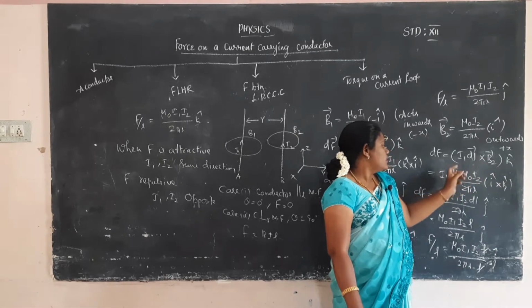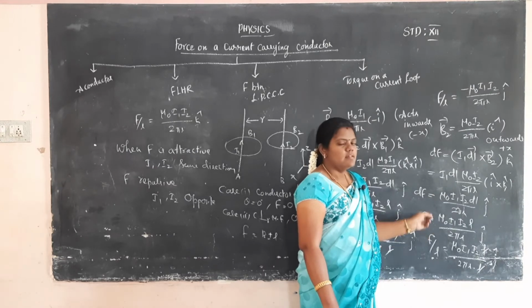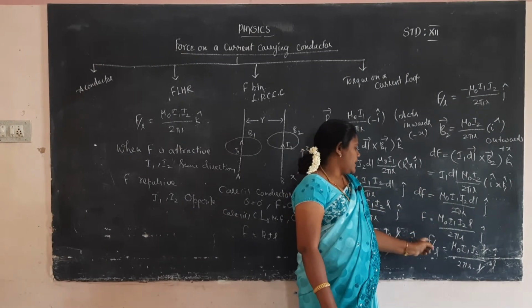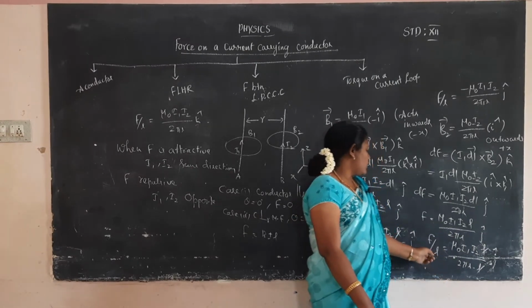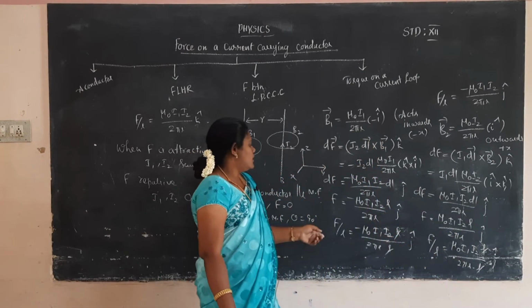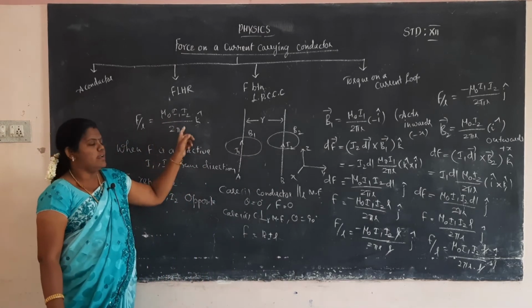cross B2 vector cross k cap. Then we substitute the B2 value and we get the F value, and then F is divided by L because we want to calculate the force acting per unit length. So F by L is equal to, not a minus, mu naught I1 I2 by 2 pi r into k cap.